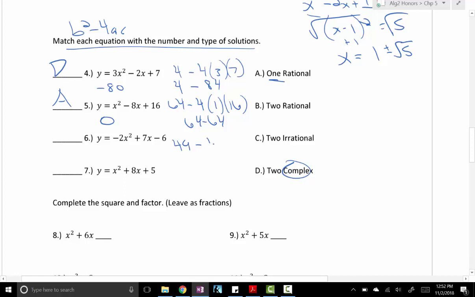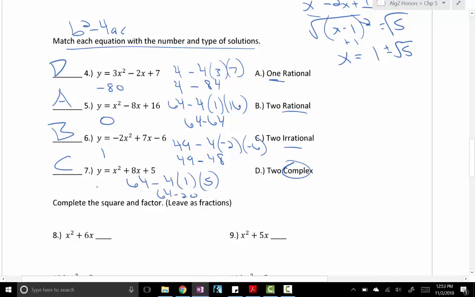49, b squared minus 4ac. Alright, so this is going to be 49 minus 48, so we get 1. Alright, so here's our difference. Can I take the square root of 1? Absolutely. So that is a rational number, leaving us with the last one to be irrational. 64 minus 4ac, so 64 minus 20, which is 44. Try and take the square root of 44. It doesn't work out so nice.